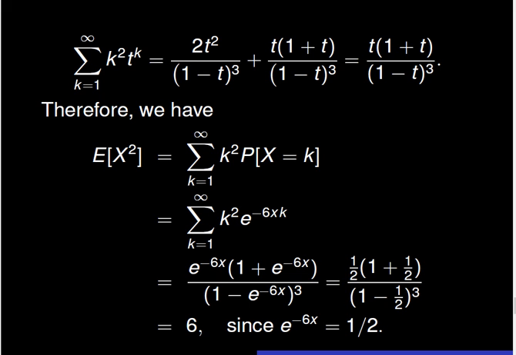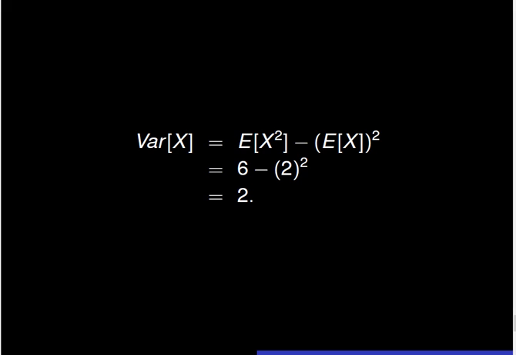We then apply the formula in order to simplify the expectation of X squared. It comes that E of X squared is 6, since exponential of minus 6x is equal to 1/2. Finally, Var of X is equal to E of X squared minus the square of E of X. Thus, the variance of X is equal to 6 minus 4. In sum, the variance of X is 2.